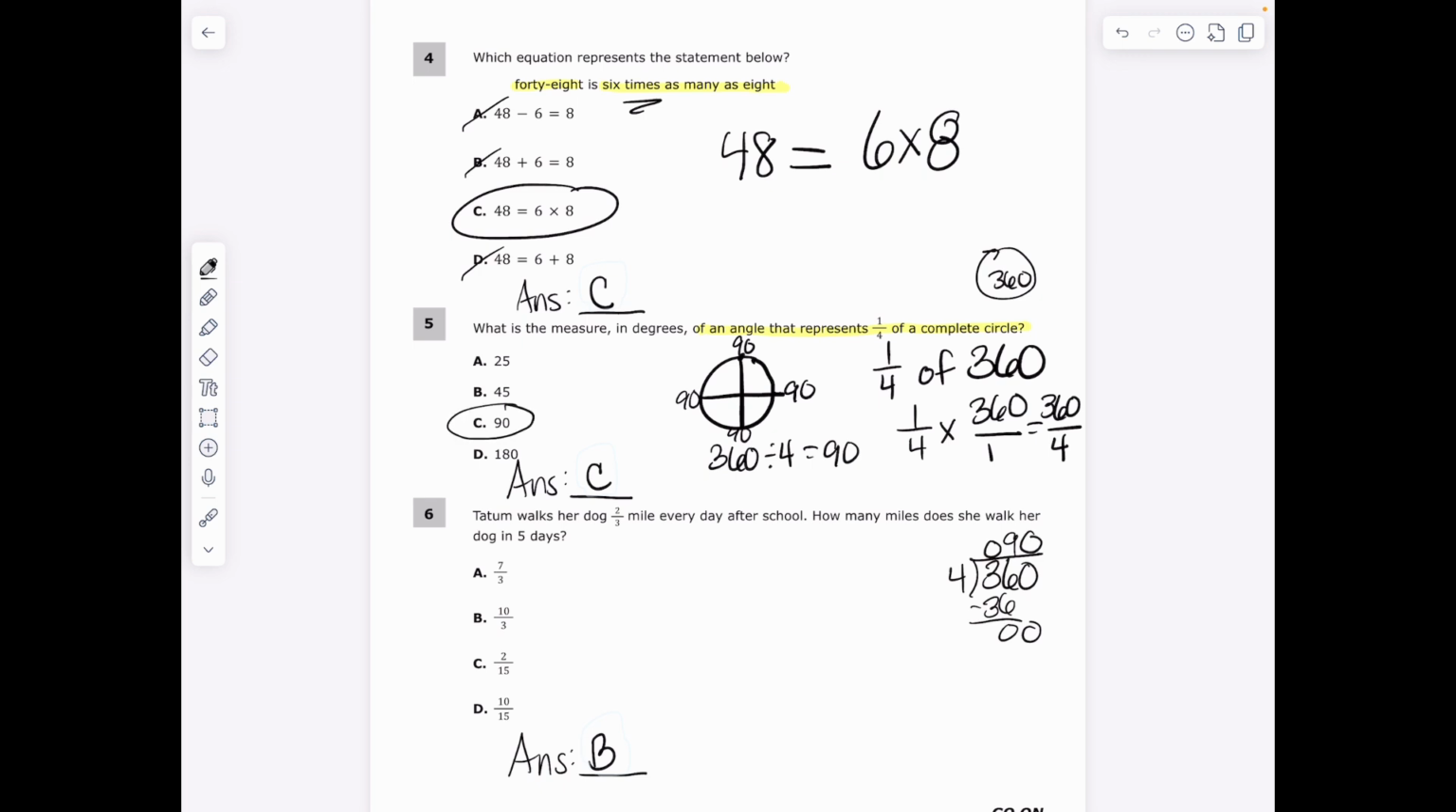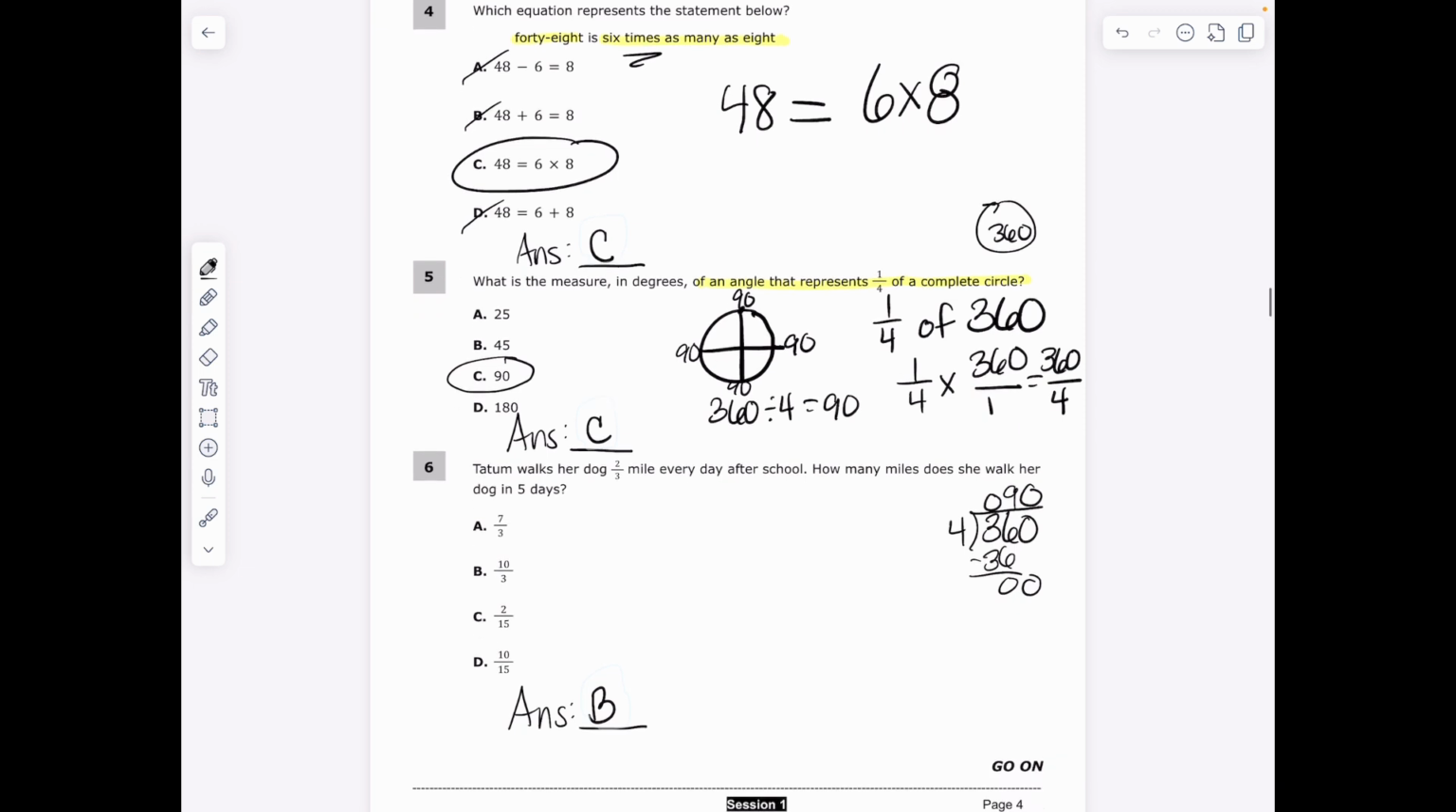All right. Let's look at the next one, number 5. I am going to erase this division just to give us some space. Tatum walks her dog 2/3 mile every day after school. That's a nice thing to do. My dog would love being walked that much every single day. How many miles does she walk in 5 days?